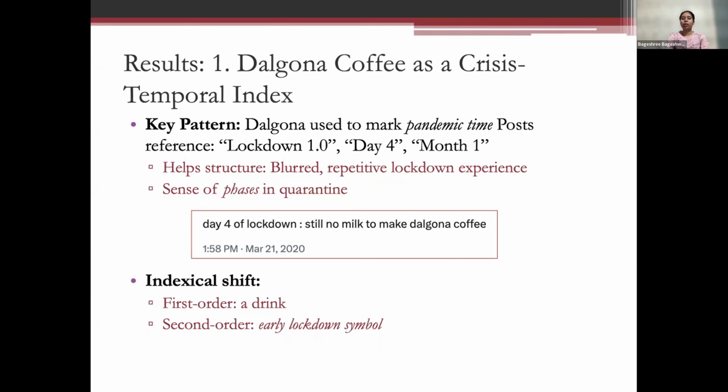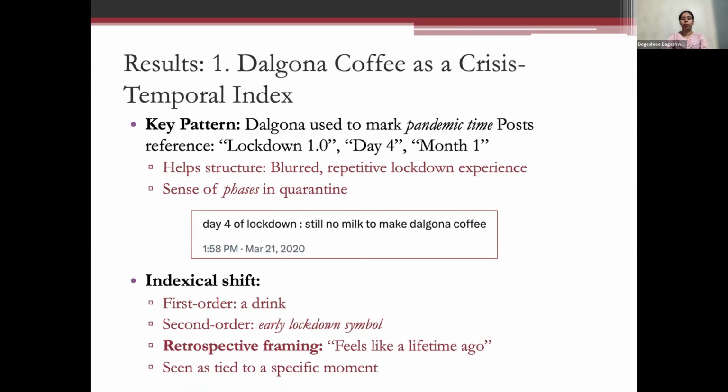So, for example, in the first order, or in the first appearance of it, Dalgona coffee was just a drink. But in its second order, now as it is pointing towards lockdown, it becomes an early lockdown symbol. So that's how there is an indexical shift from first order to second order. In some of the tweets, it is also referred to as "feels like a lifetime ago." So this is a kind of retrospective framing. So it is seen as tied to a specific moment.